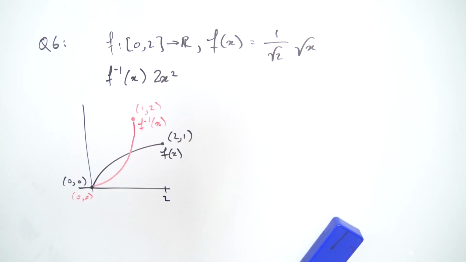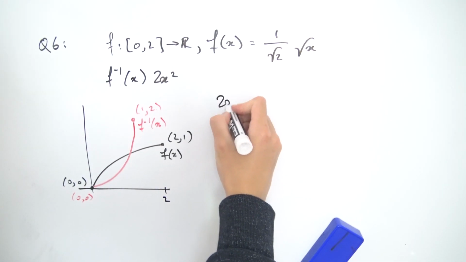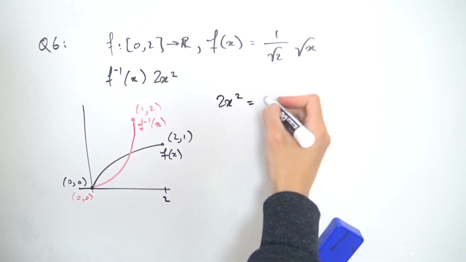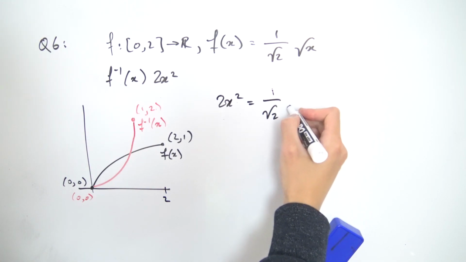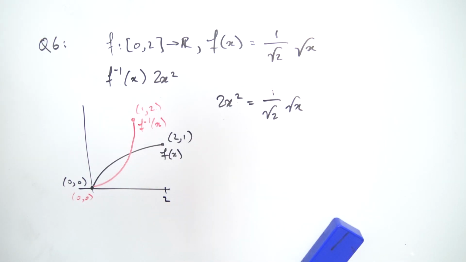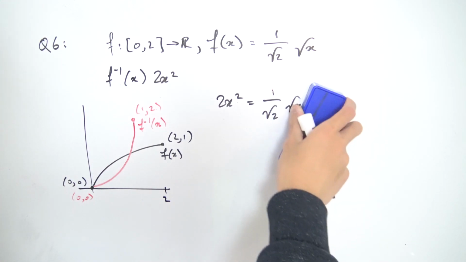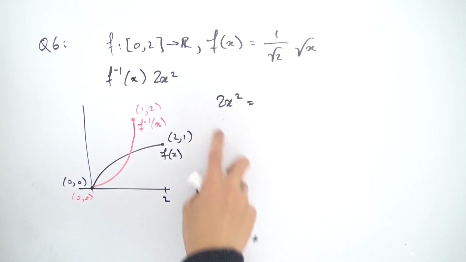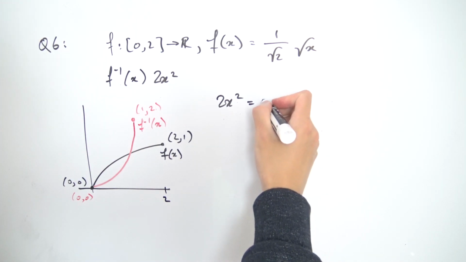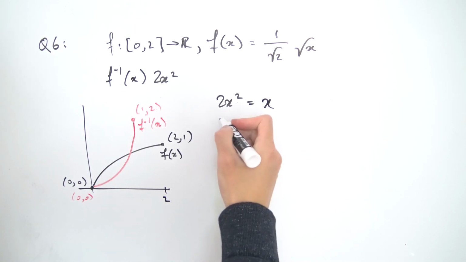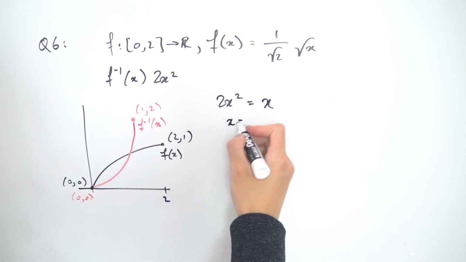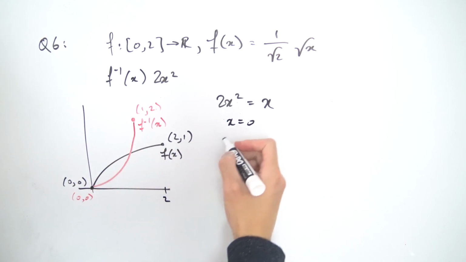And we also have to label the points of intersection, so we have to figure out where 2x squared is equal to 1 over root 2 times root x. Notice that the intersection over here lies on the line y equals x. So what we can do instead is solve for where 2x squared is equal to x, and that gives us the solution that x equals 0, which is over here at the origin.